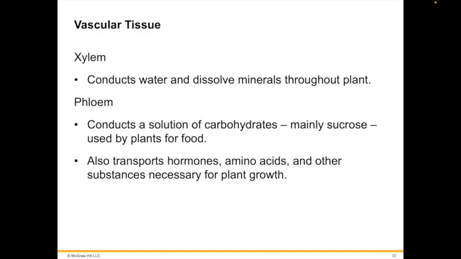Vascular tissue includes two kinds of conducting tissues. One, xylem, which conducts water and dissolved minerals upwards, and two, phloem, which conducts a solution of carbohydrates, mainly sucrose, used by plants for food, downward. The phloem also transports hormones, amino acids, and other substances that are necessary for plant growth. Xylem and phloem differ in structure as well as in function.